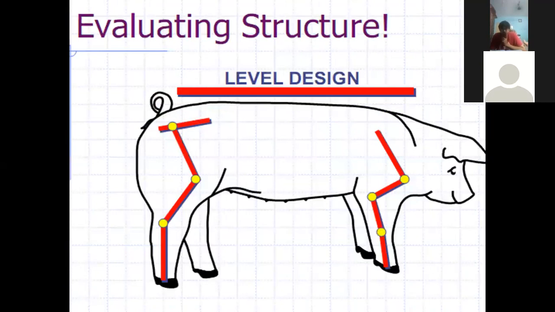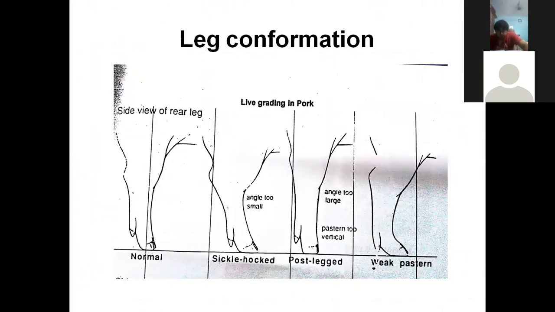So the top line, we already talked about it, it should be straight or it should have a symmetric arching. Then you can check for the leg conformation also. Already in the last class we had talked about this. So this is normal, it should be straight. Here you can see it is somewhat arched or sickle shape. Here it is more straight.